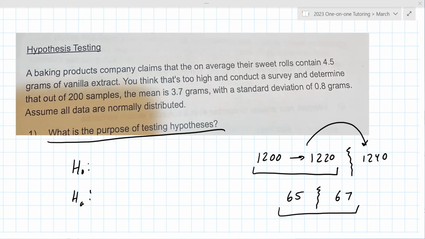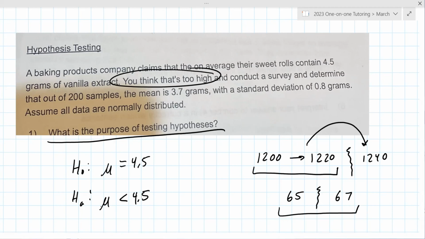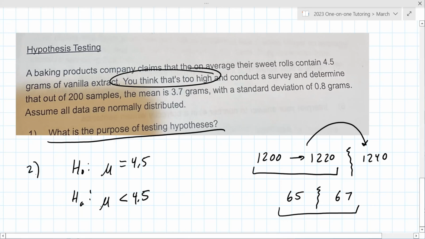How are you doing on this one? For the null, I got mu is equal to 4.5. Okay. And then for the alternative, I got mu is greater than 4.5. All right. So you think that it's too high though. That's where the distinction is. So I can see why. You think it's actually gone down, like this. Okay. All right. That's number two, I guess. I didn't realize it's the second thing they're asking for.